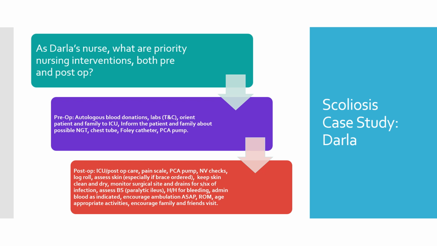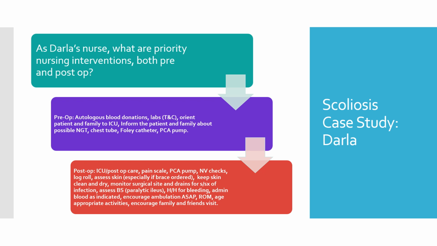Now we're going to talk about you as a nurse. What are your priority nursing interventions, both pre and post-op? So pre-op, we're going to prepare for autologous blood donation. That means she will donate some of her own blood. We're going to do labs. We'll even do a type and cross in case she might need to have other blood other than hers, maybe if she used up her own donation. Orient the patient and family to the ICU, because the ICU is kind of a scary place. There's lots of noises, lots of commotion, lots of things going on.